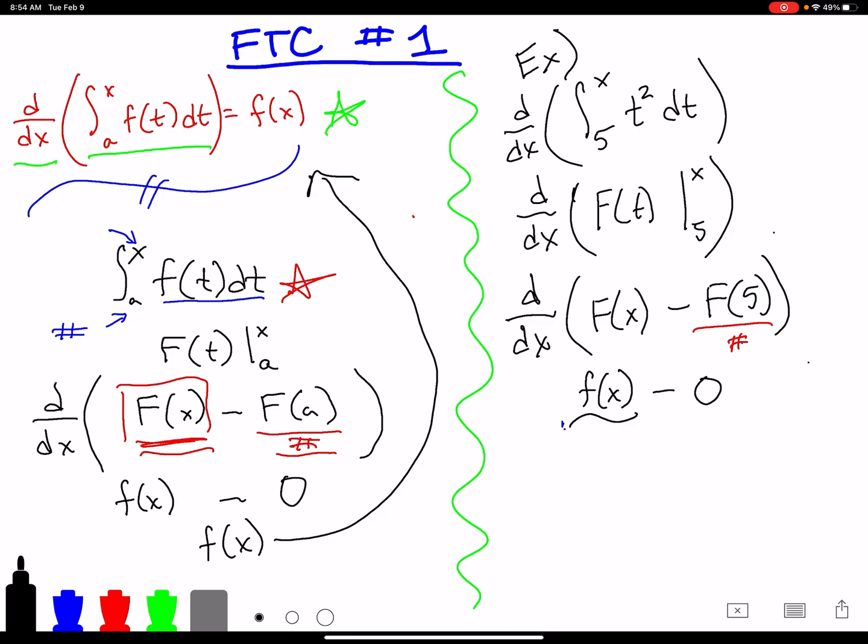But let's talk about what f of x actually is. This is the function that we already started with, defined at x. So all we have to do at the very end is plug in x to our original function, and our original function is t squared. So I'm left with x squared minus 0, or just x squared. And voila, we have used the first fundamental theorem of calculus.